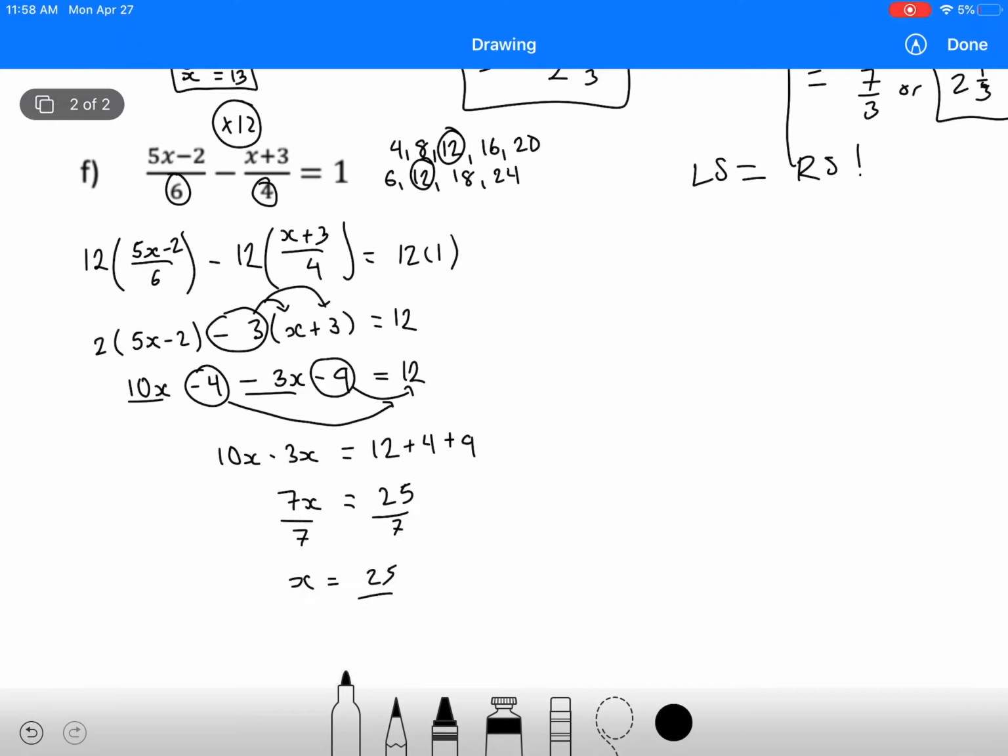But that is our answer. Well, how do we check if our answer is a fraction and the equations have fractions in them? How do we do this, okay? So I'm going to show you how I would approach this question to check.